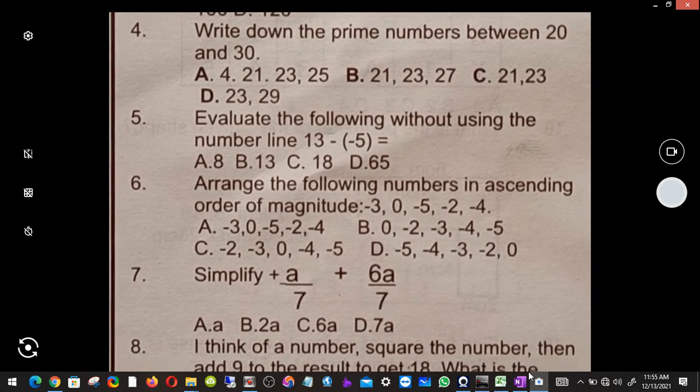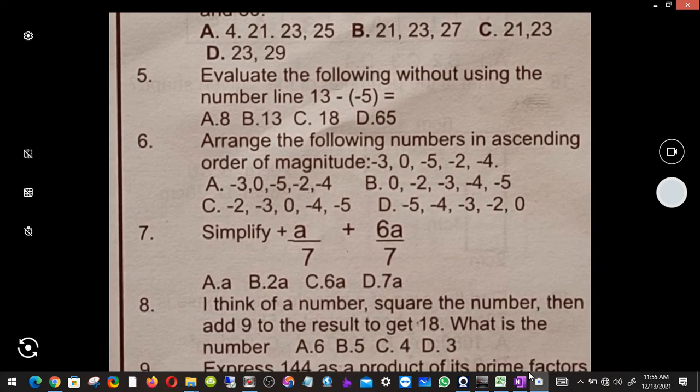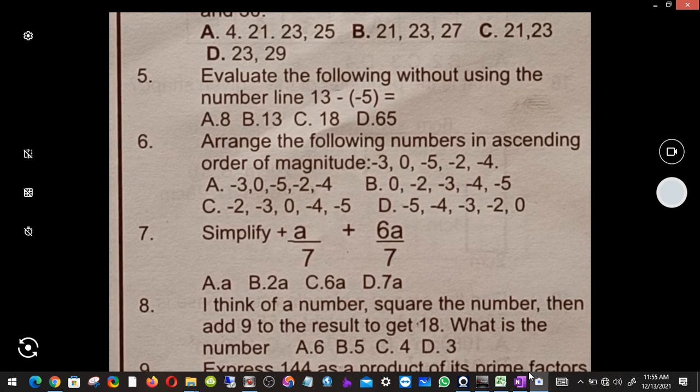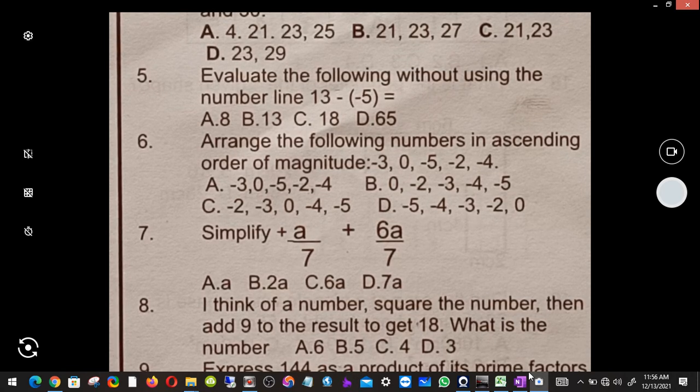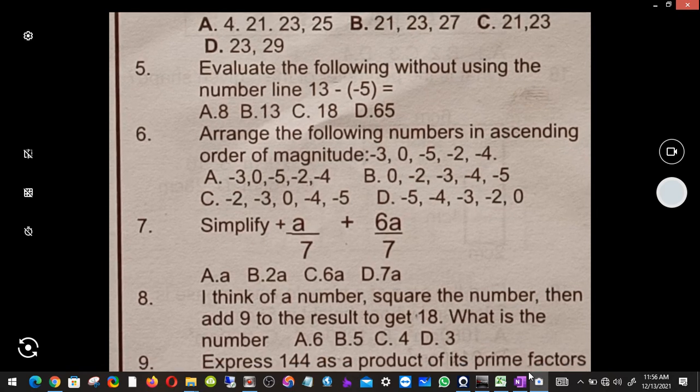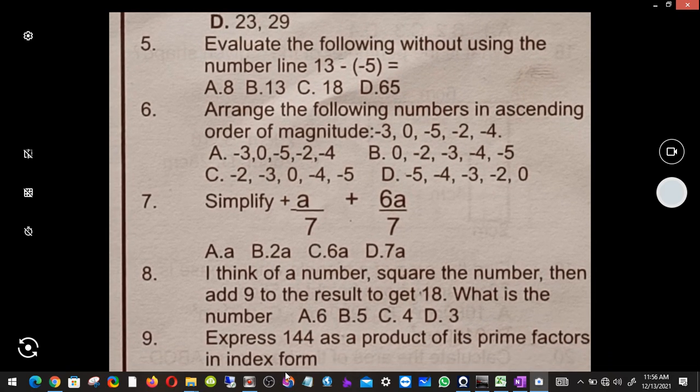Number 6. Arrange the following numbers in ascending order of magnitude. Ascending order means from the smallest to the biggest. So what's the smallest number here? Minus 5. After -5, you now have -4. After -4, -3. After -3, -2. Then you now have 0. Option what? Option D. -5, -4, -3, -2, then 0.